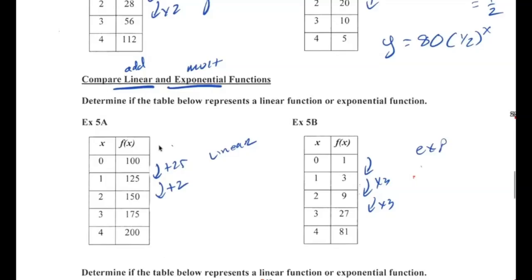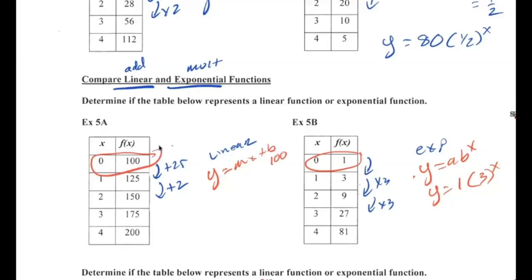To go a little further, I can write the equation for both of these. An exponential equation: y equals a b to the x. A is going to be 1. My b is going to be 3. In a linear function, we have y equals mx plus b. My initial, my y-intercept, is 100. And your slope, since it's about 1, change in y is 25, change in x is 1. My slope would be 25. That's a linear function. You're adding the same thing each time. And that's an exponential function. You're multiplying by the same thing each time. And that's the video.